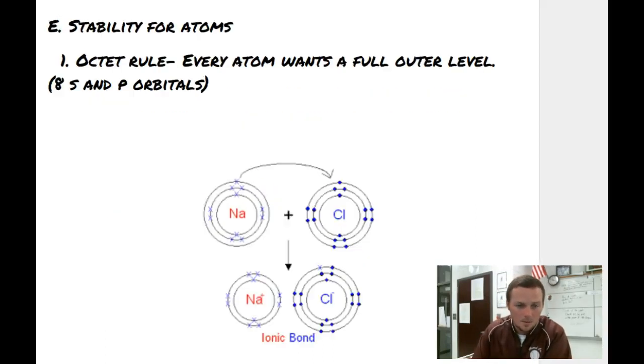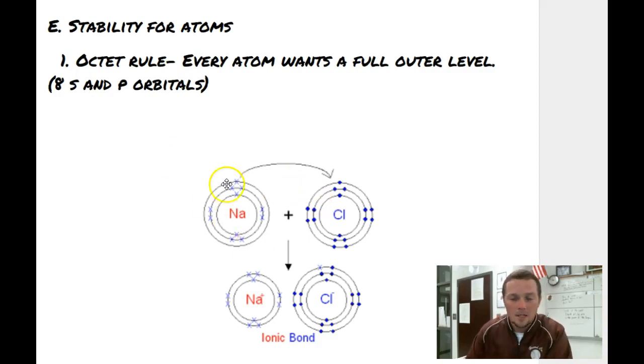So the octet rule is talking about how we can know which atoms want to gain or lose electrons based off of where they are on the periodic table. If they're in group 1, they want to lose 1 electron. If they're in group 2, they want to lose 2 electrons. If they're in group 17, because they're 1 away from becoming stable in group 18, which is a stable group, they want to gain an electron to become stable. Gaining an electron makes a negative charge.